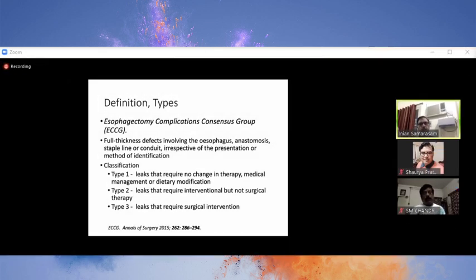Type 2 is leaks that require some form of intervention, but not surgical therapy. It does not require a reoperation. And type 3 leaks are leaks that require a surgical intervention. So these are the more serious leaks. So this is, again, the ECCG classification of the types of leaks.